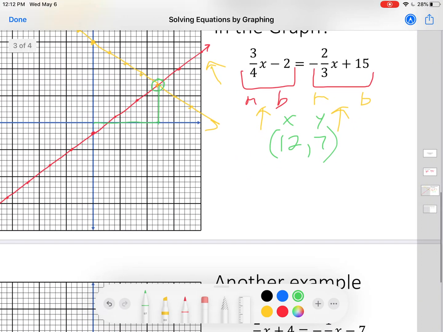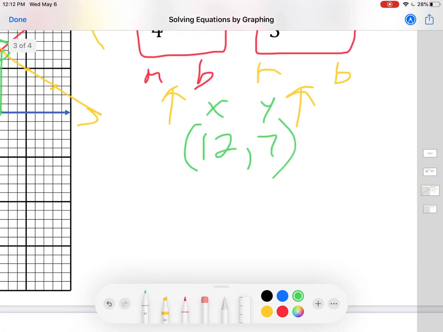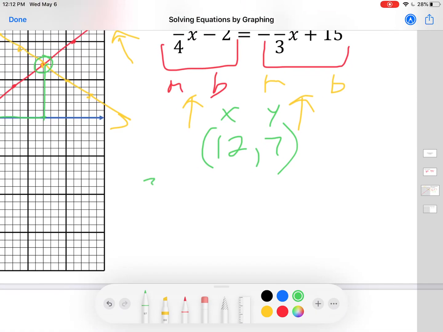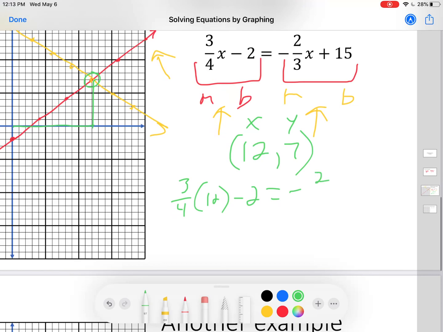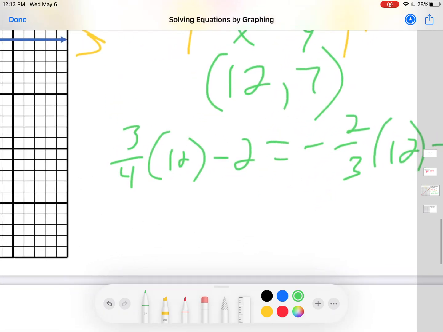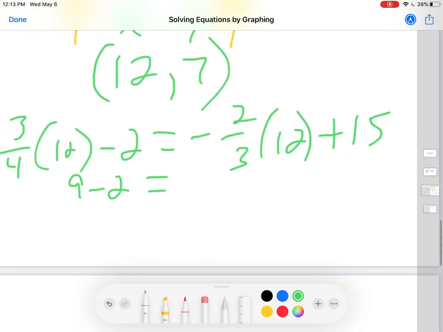However, you're not done. You must check it. So we put 12 into the equation. 3/4 times 12, and I'm using 12 because 12 is x, minus 2 equals negative 2/3 times 12 plus 15. Okay, 12 divided by 4 is 3. 3 times 3 is 9. This turns into 9 minus 2. 12 divided by 3 is 4. 4 times negative 2 is negative 8 plus 15. 9 minus 2 is 7. Negative 8 plus 15 is 7.